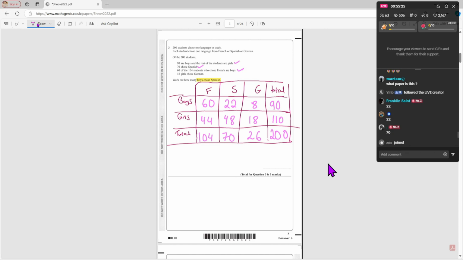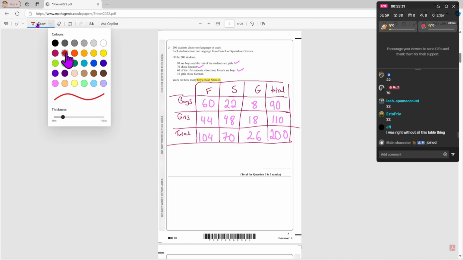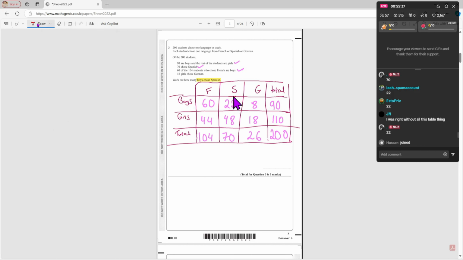Yes, well done. It is 22. We know that we're going to be looking at the boys column. The boys column is over here. And how many boys chose Spanish is going to be this box over here. It's going to be 22. Okay? And that will be your answer.